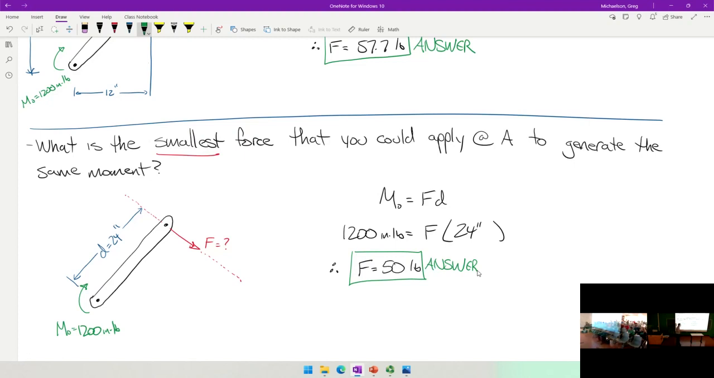Now, I'll tell you next time, we're going to go back into 3D because we got a little bit of a wonky idea about how to determine moments about arbitrary axes. And in order to do that, we're going to need to use dot products. But that's another story for another day.